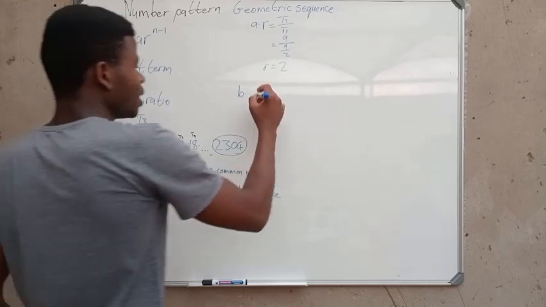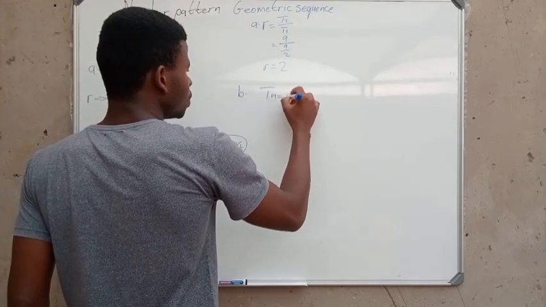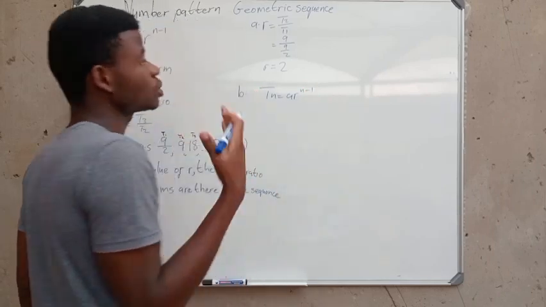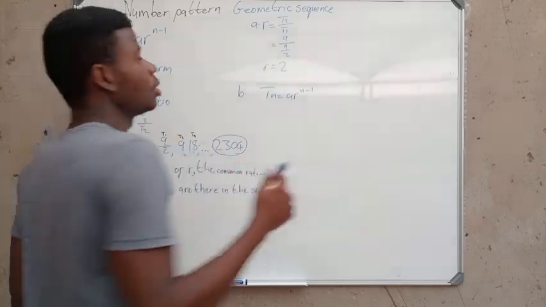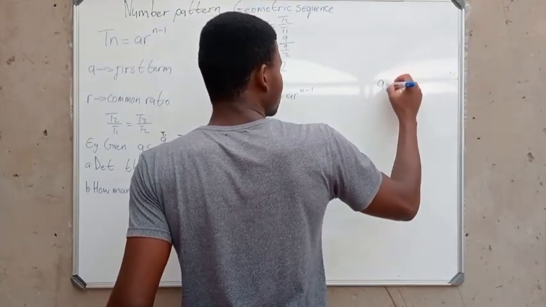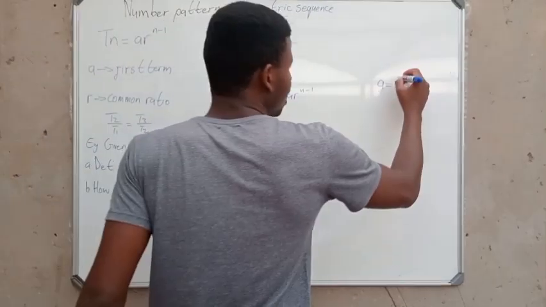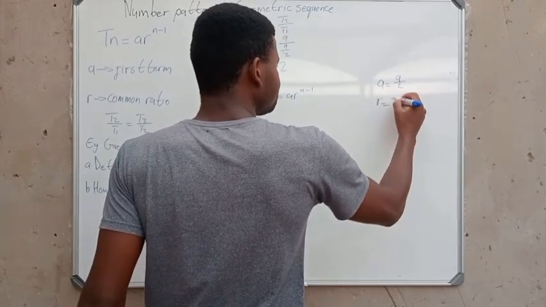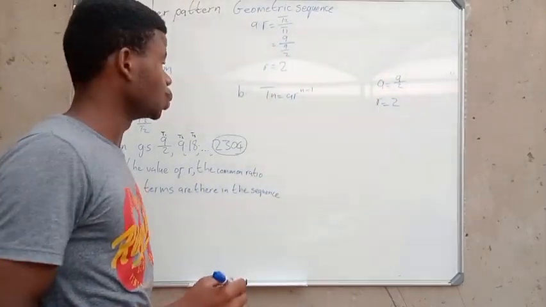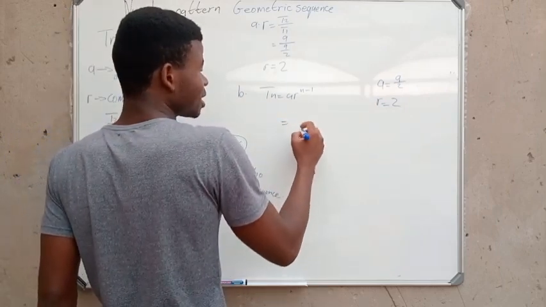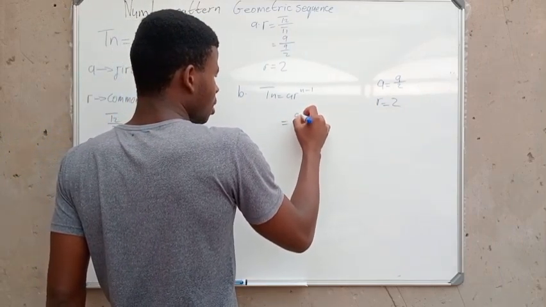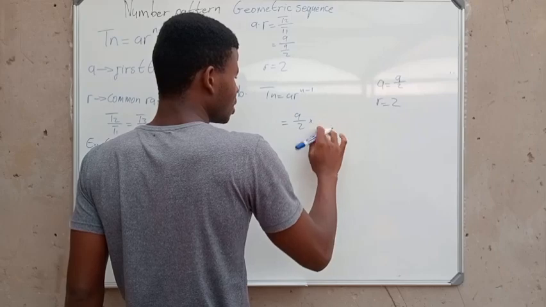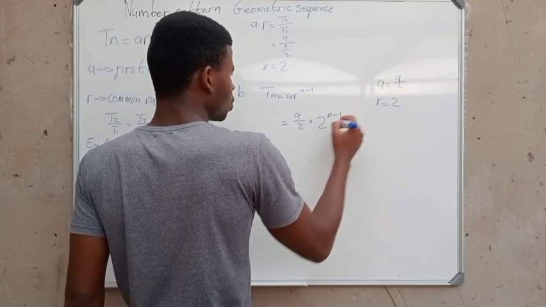So before I go any further, Tn is equal to ar^(n-1). So what is our a? Before I can do anything, I just want to elaborate. So a is 9 over 2, term number 1. And then our r is 2. Okay, so let me just write it down: 9 over 2 multiplied by 2^(n-1).